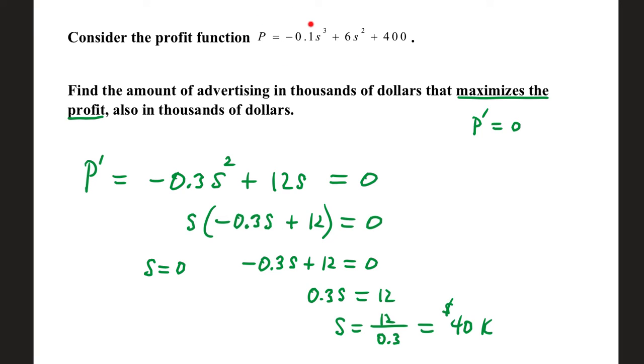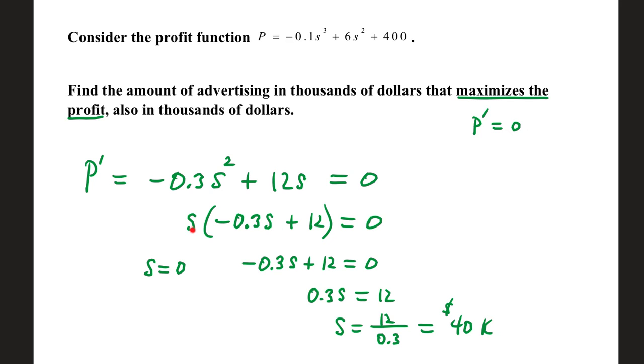That's negative 0.3s squared plus 12s. 400 is a constant, so its derivative is 0. And then to get the critical number, we take our first derivative, set it equal to 0, and try to solve for s. Both of these terms have an s in common, so I'm going to factor out an s. That will leave negative 0.3s plus 12.